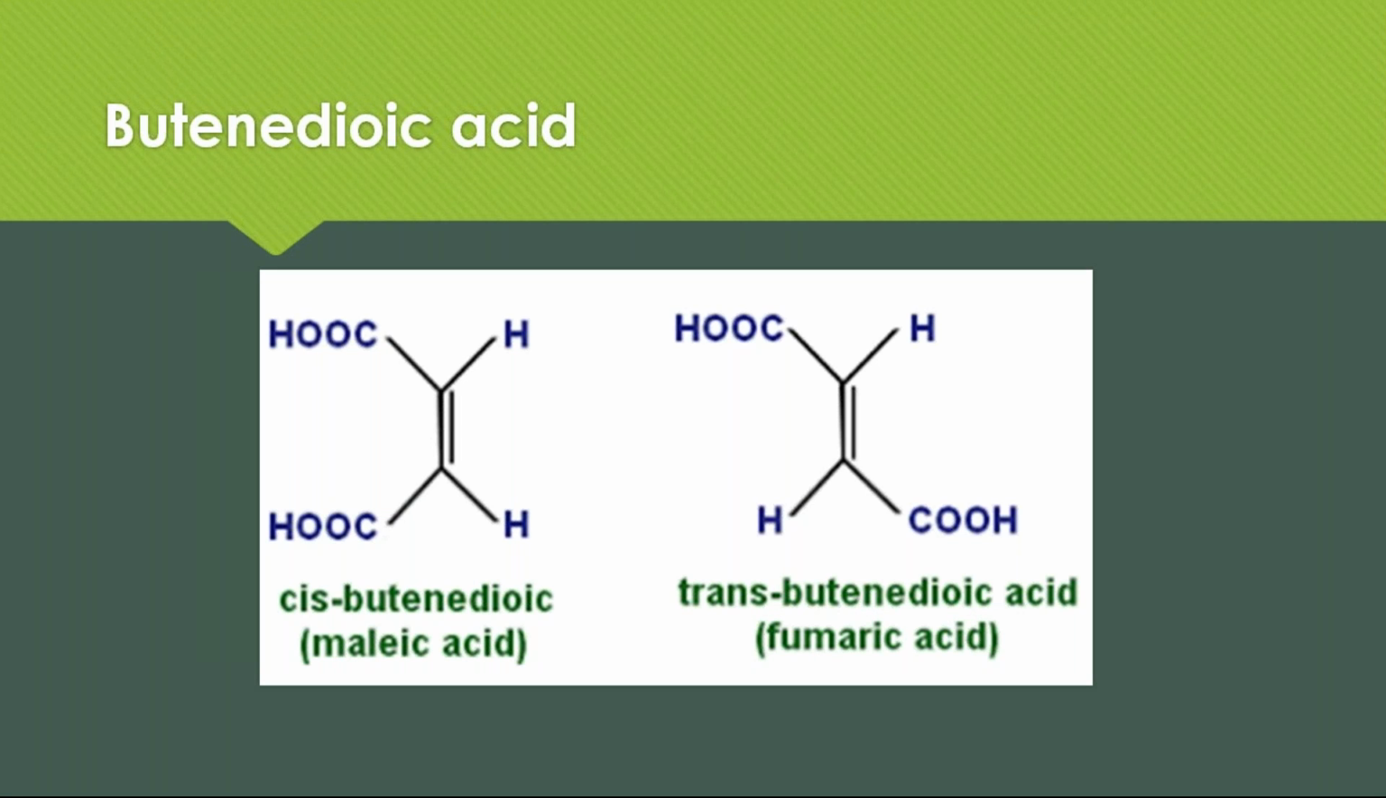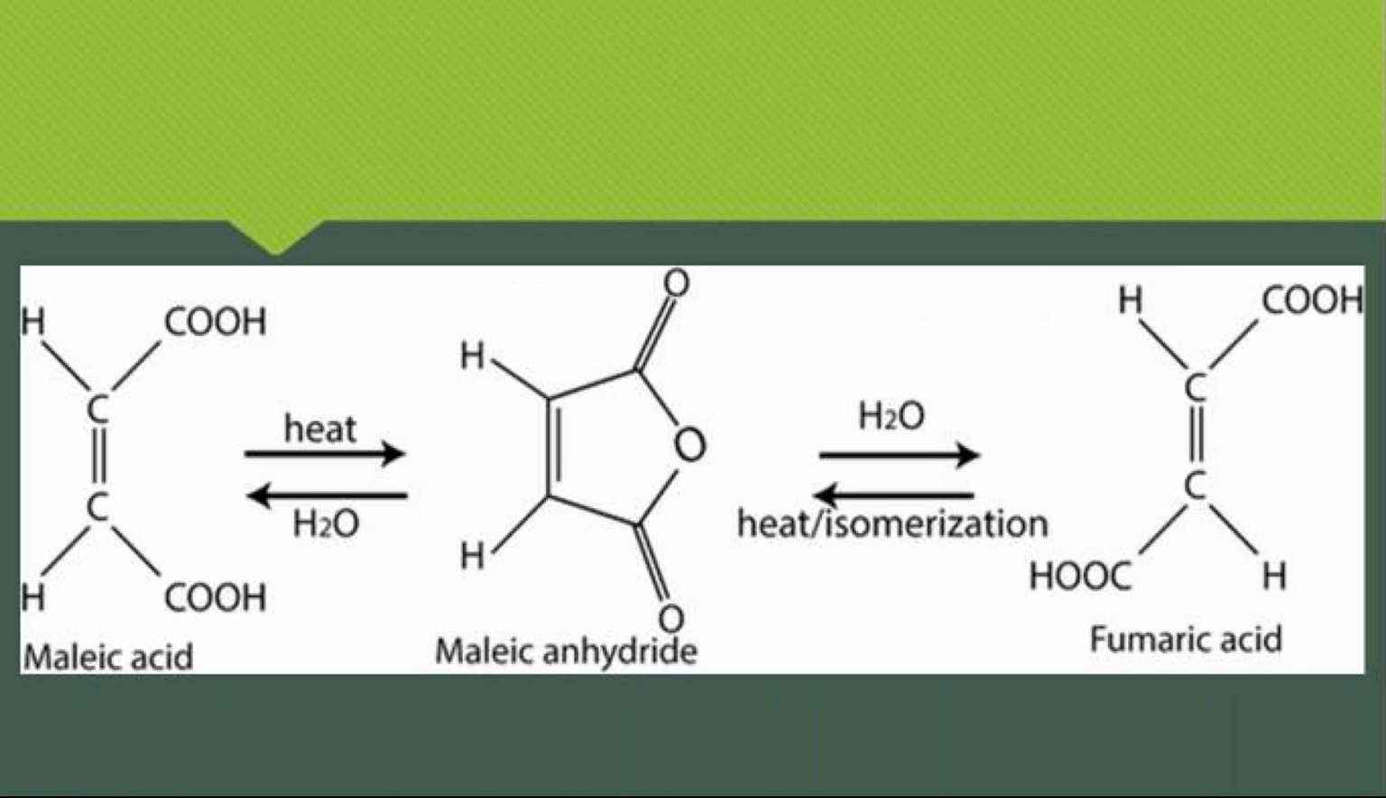For example, the cis acid undergoes dehydration. You can see here, the cis isomer is maleic acid. This maleic acid undergoes dehydration at 100 degrees Celsius to give maleic anhydride. The trans acid also will give an anhydride, but not at low temperature. It requires high temperature, like 240 degrees Celsius. First, the fumaric acid is converted into maleic acid, then maleic acid is converted into maleic anhydride.